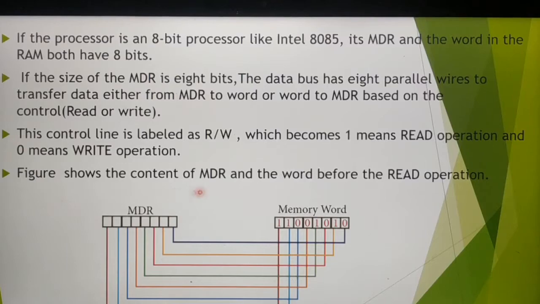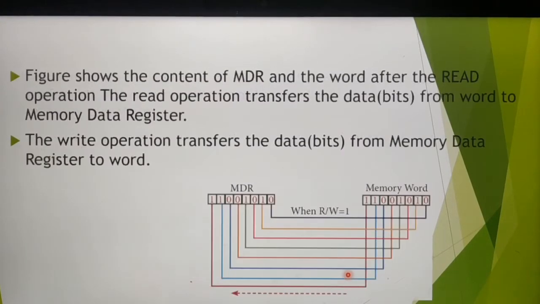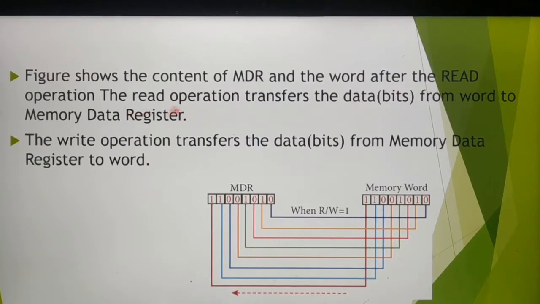Here, this figure shows the content of the memory data register and the word before the read operation. Here we can read the information from memory to processor. So we can write the information from processor to memory. This figure shows how we are writing the information. It shows the content of MDR, memory data register, and the word after the read operation. The read operation transfers the data from word to memory data register. Read means we are reading the information from memory to word. The write operation will be done from memory data register to memory.